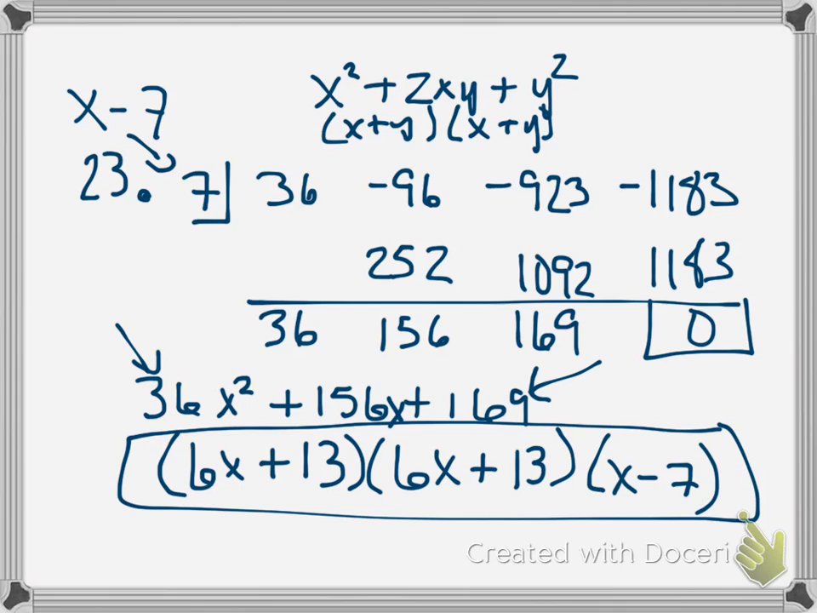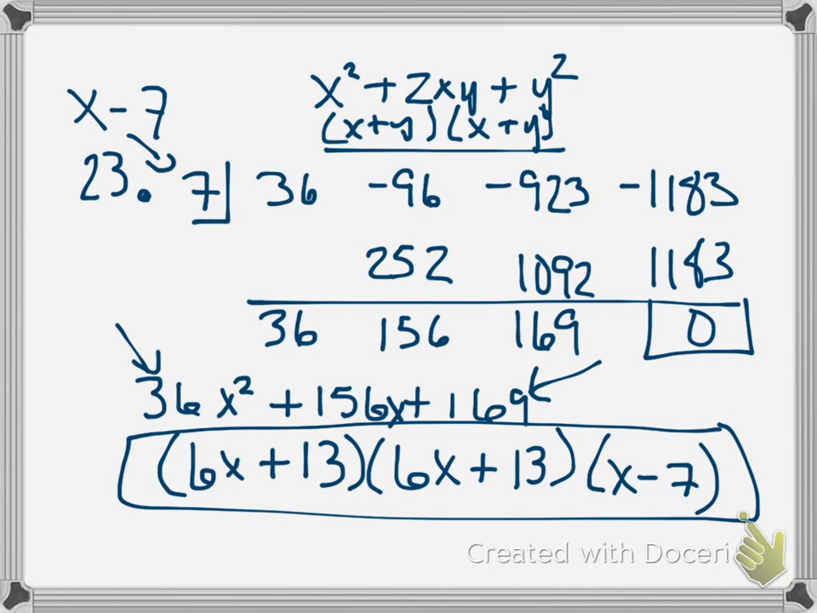Because notice the square root of 36 is 6, and the square root of 169 is 13, and so that's where I'm getting the 6x plus 13 that I get to write twice. Notice that it gets to be written twice, but again, we could have followed the rules: plus plus is plus plus, minus plus would have been minus minus, but still the same rules apply.